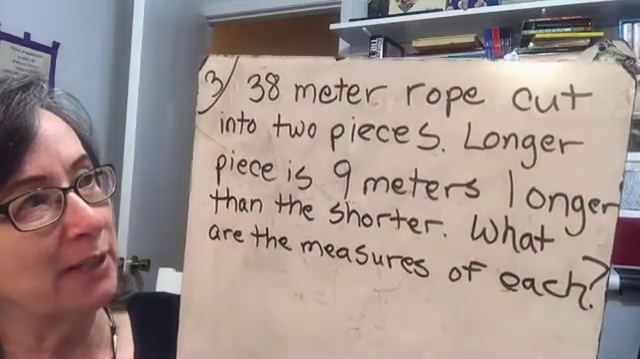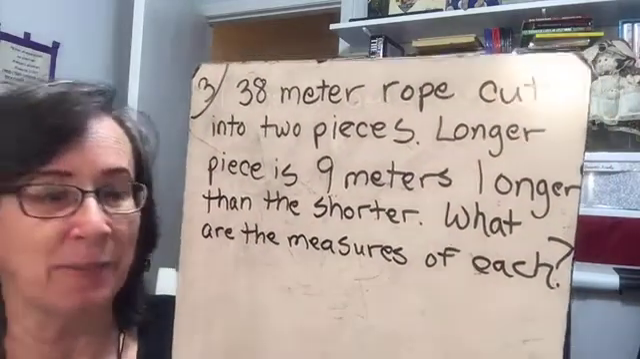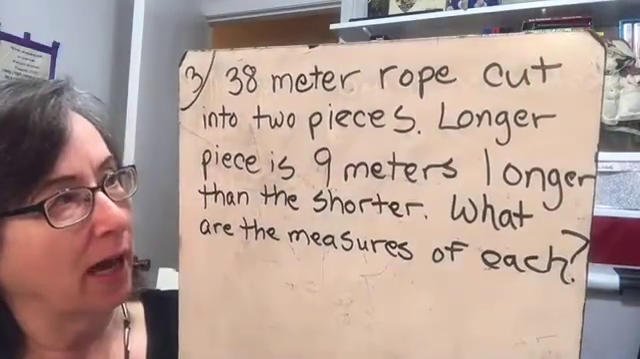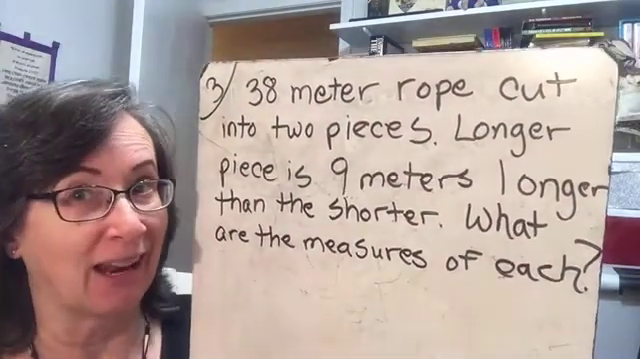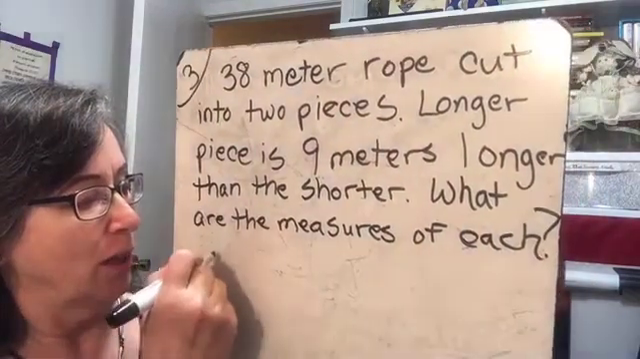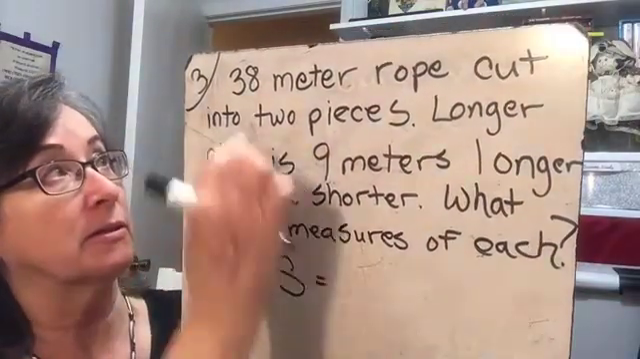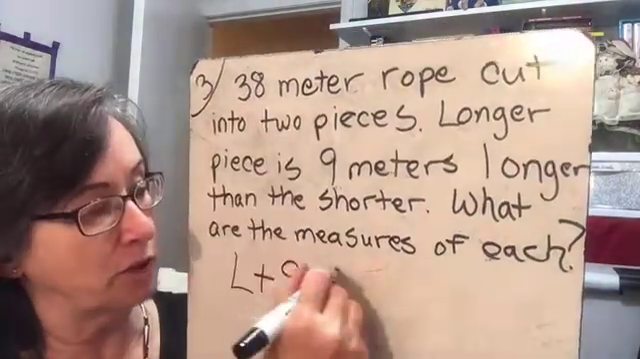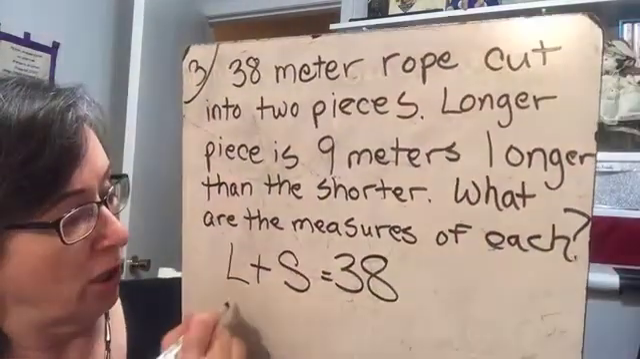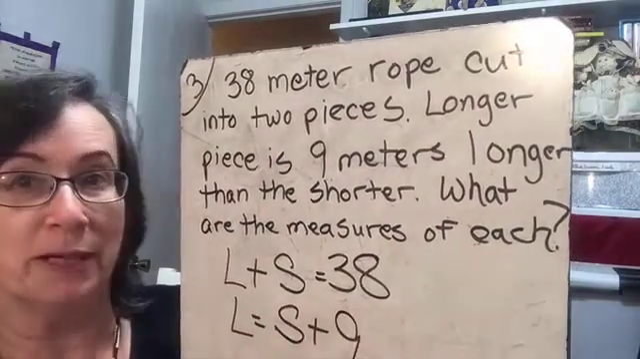A 38-meter rope was cut into 2 pieces. The longer piece is 9 meters longer than the shorter. What are the measures of each? Again, I'm going to use longer, L, and shorter, S. So longer plus shorter equals the total length of the rope, which is 38 meters. Okay, and the longer piece is the shorter piece plus 9 more meters.